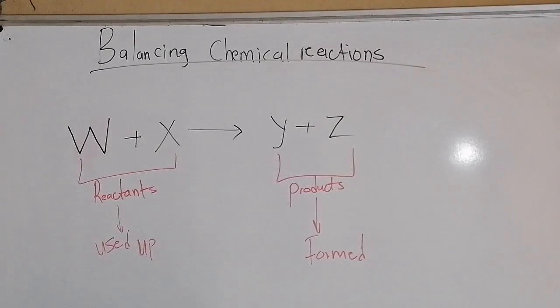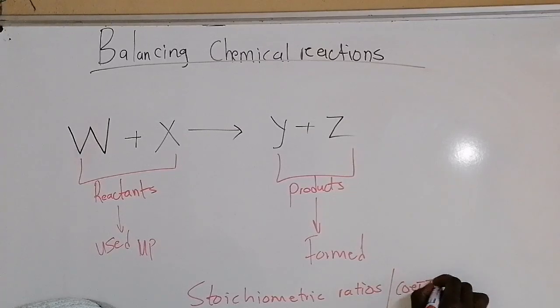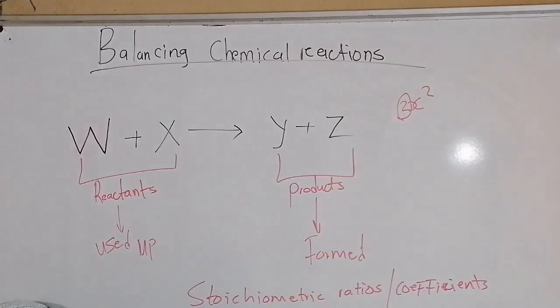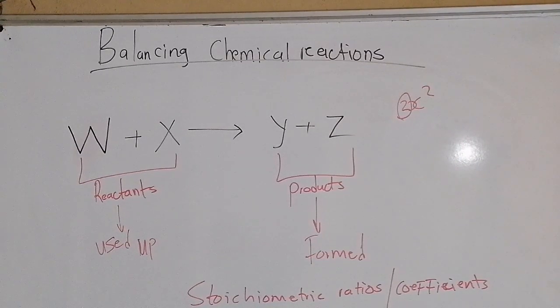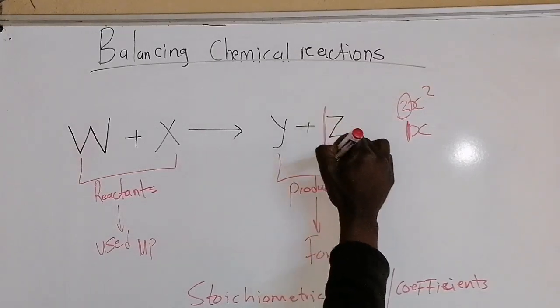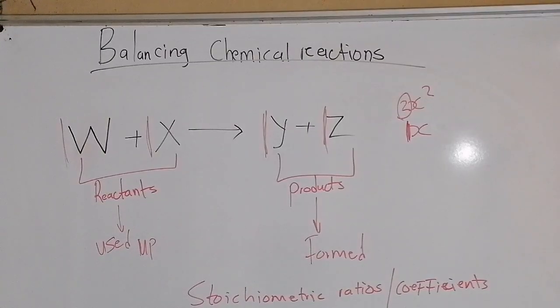Now, we have things which are known as stoichiometric ratios or coefficients. Here the coefficient of x squared is 2, right? A coefficient is a number before a variable. That's a coefficient. Now, when I have an x like that, it means that the coefficient of x is 1. So even here, the coefficient of z is 1, the coefficient of y is 1, and the coefficient of x is 1. Also, the coefficient of w is 1.